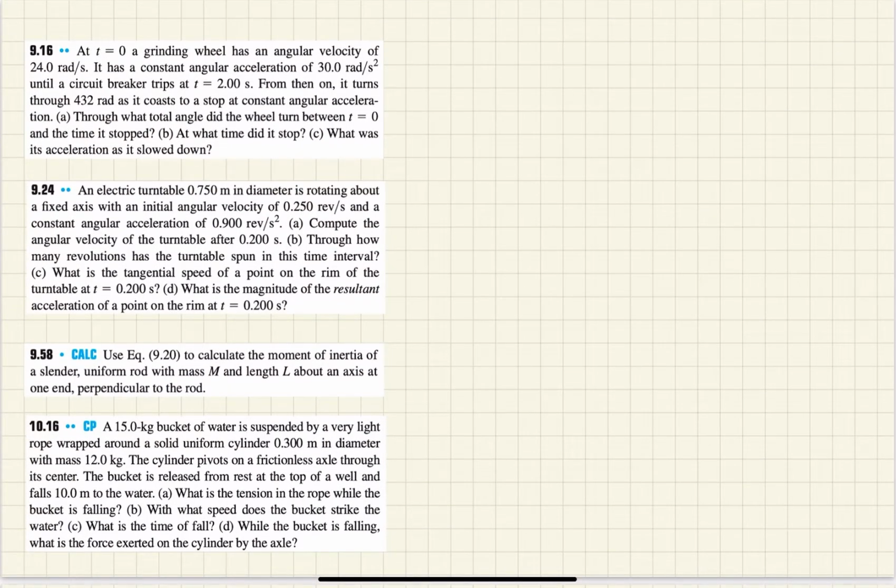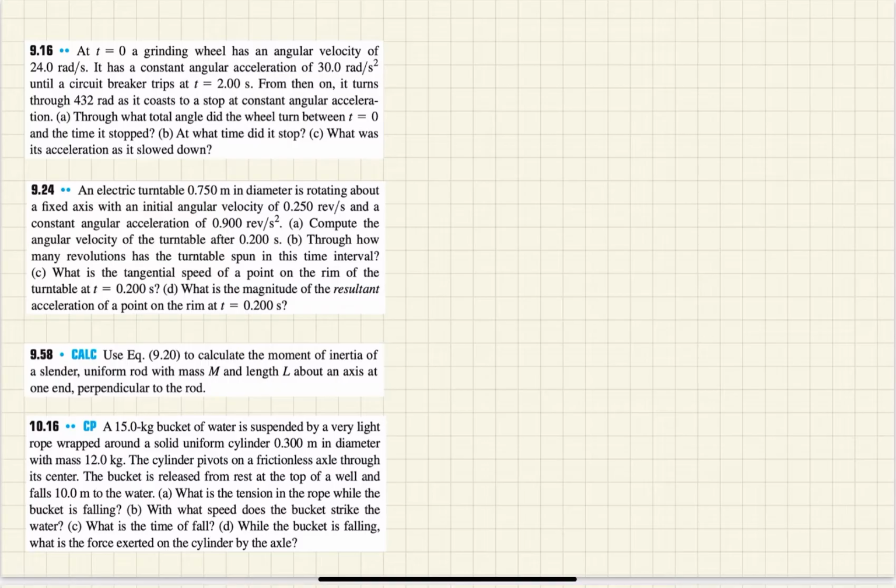At t equals 0, a grinding wheel has an angular velocity of 24 radians per second. It has a constant angular acceleration of 30 radians per second squared until a circuit breaker trips at 2 seconds. From then on, it turns through 432 radians as it goes to a stop. Through what total angle did the wheel turn between 0 and the time it was stopped?